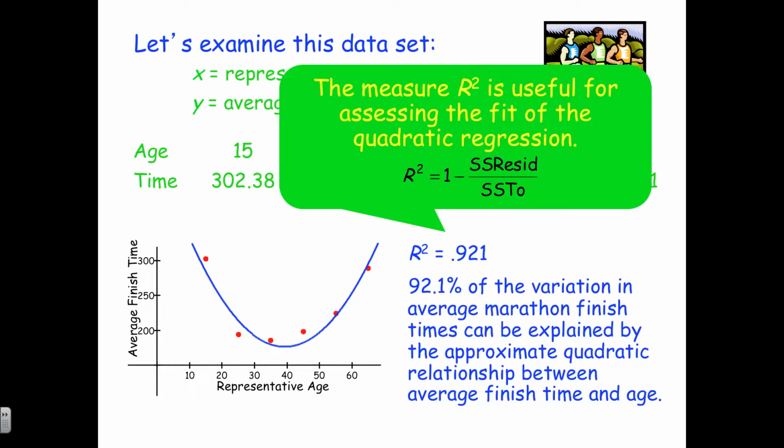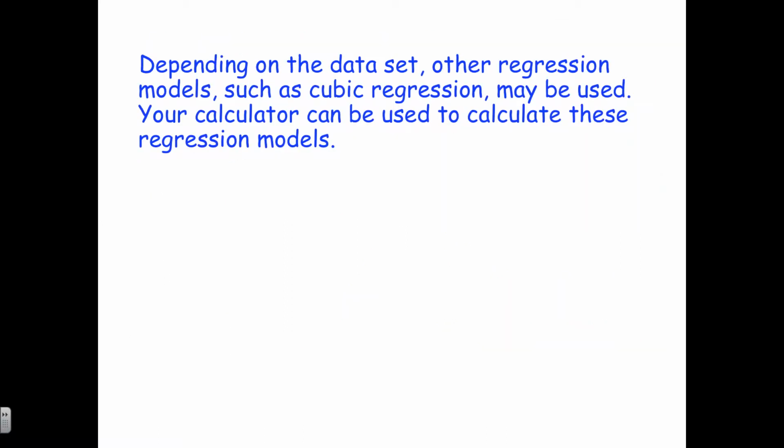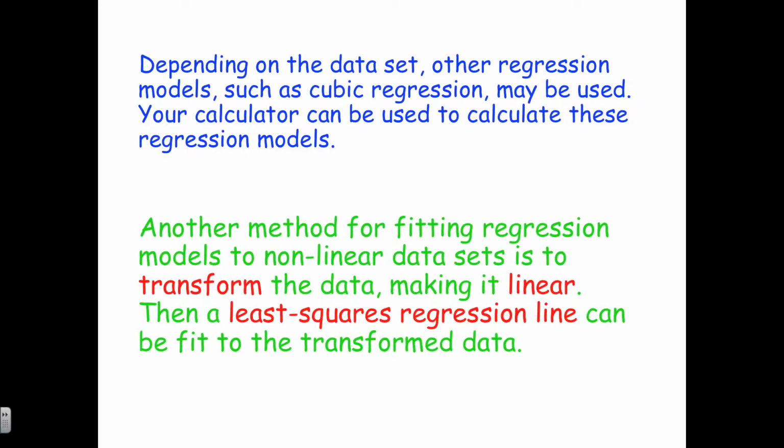And the calculator gave you r squared, and that again says that 92.1% of the variation is explained by that quadratic relationship. That's pretty good. Depending on your data set, you've got cubic regression, and your calculator can calculate those regression models. Another method is to actually transform the data to make it linear, and then use the least squares regression line and fit the transformed data.